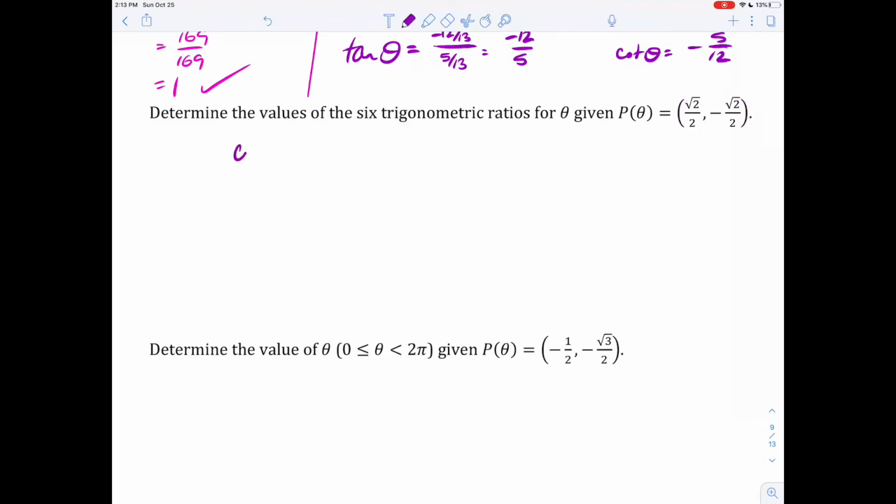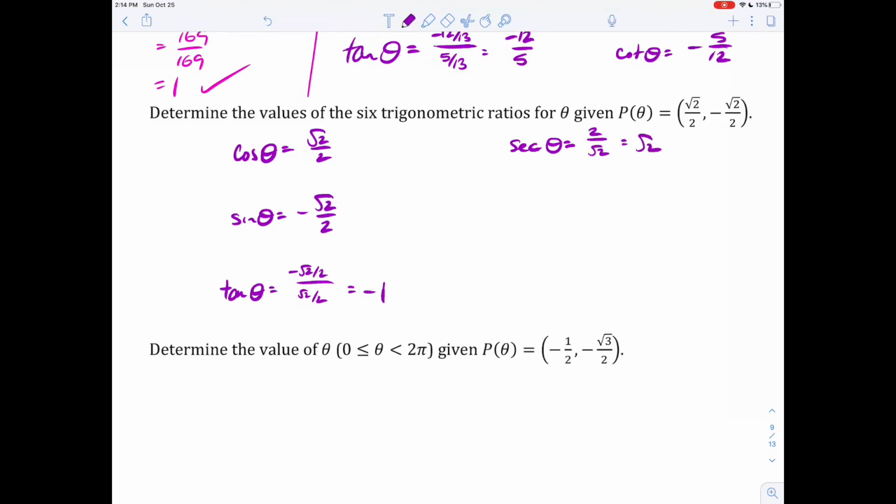So again, we say that cosine is x, which is root 2 over 2. We say that sine of theta is y, which is negative root 2 over 2. And tan theta is y over x, which in this case just gives us negative 1. And from those we get our other ones. So secant of theta is 2 over root 2. And if you simplify that, it's just root 2.